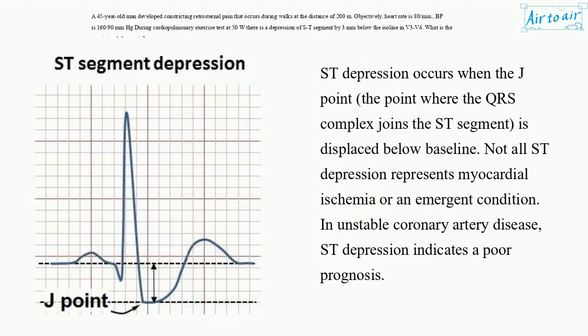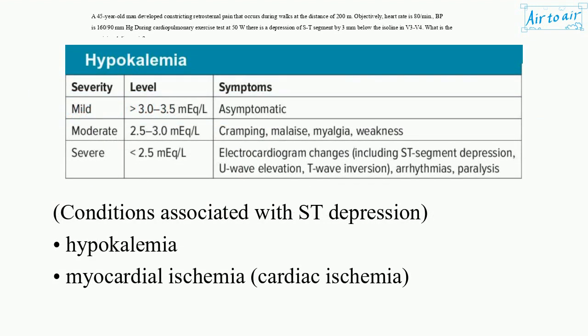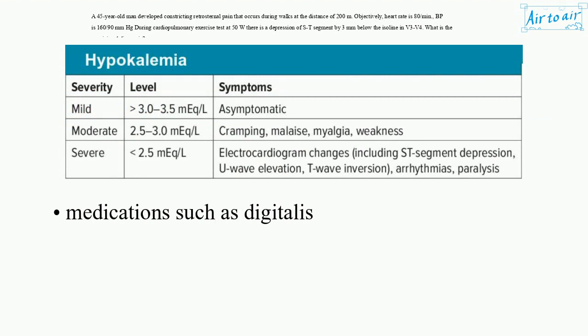ST depression occurs when the J point, the point where the QRS complex joins the ST segment, is displaced below baseline. Not all ST depression represents myocardial ischemia or an emergent condition. In unstable coronary artery disease, ST depression indicates a poor prognosis. Conditions associated with ST depression: hypokalemia, myocardial ischemia, cardiac ischemia. Medications such as digitalis.